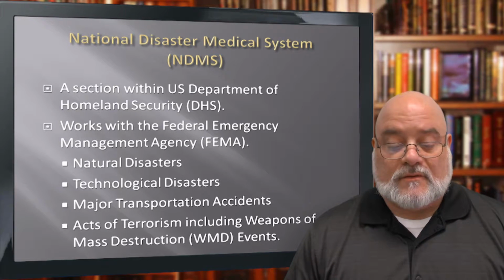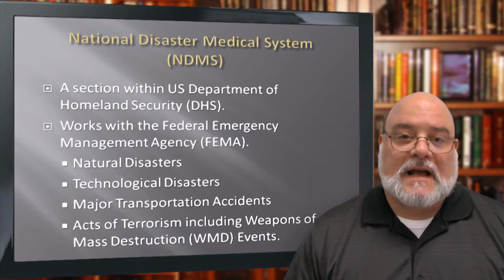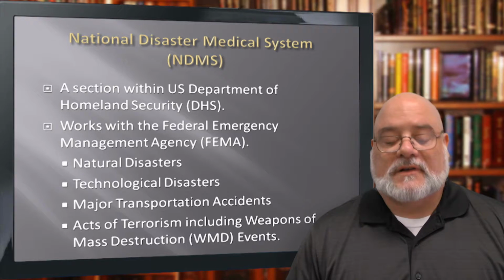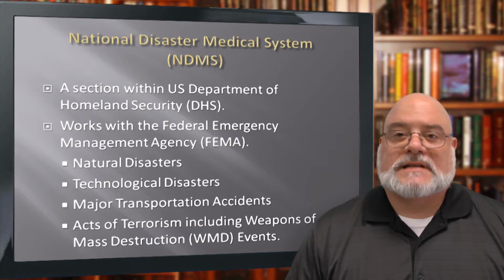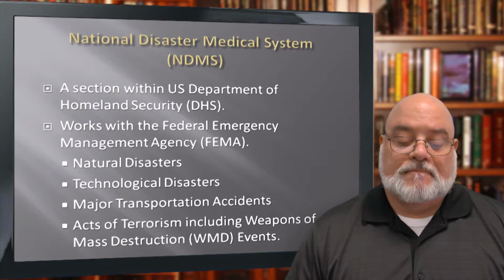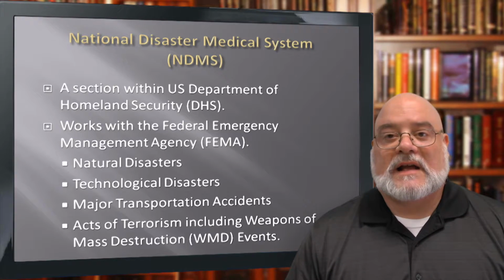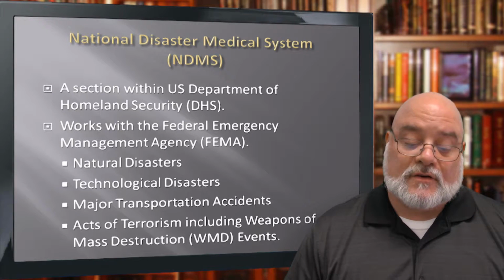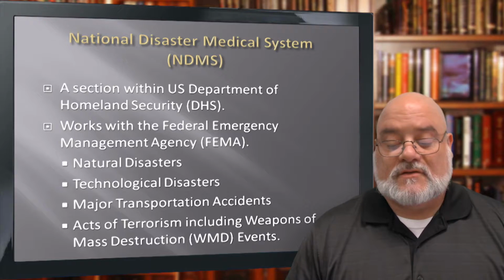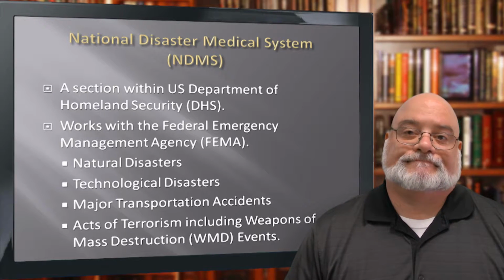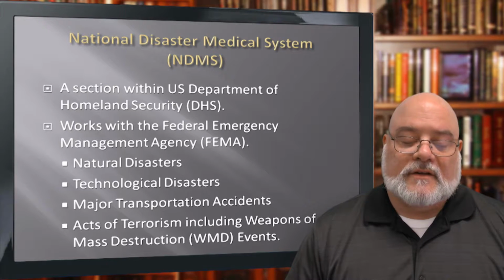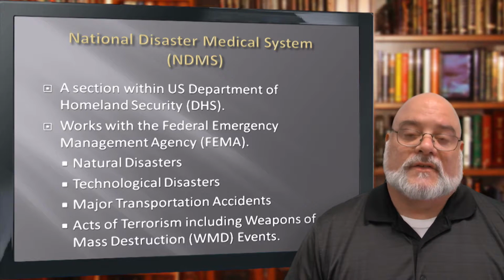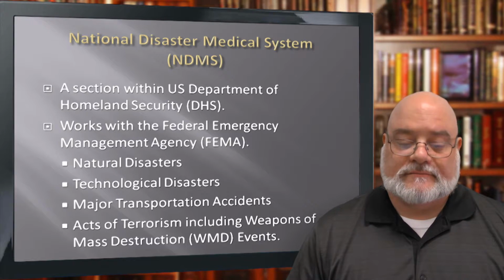They work with FEMA, or the Federal Emergency Management Agency, handling various different types of disasters, whether it's natural, such as an earthquake or flood, technological disasters, cyber attacks, major transportation accidents, such as what happened in San Francisco when the Asiana airplane crashed, and acts of terrorism, including weapons of mass destruction. You don't need to think too hard to go back to Timothy McVeigh in Oklahoma to see how important this type of system would be.